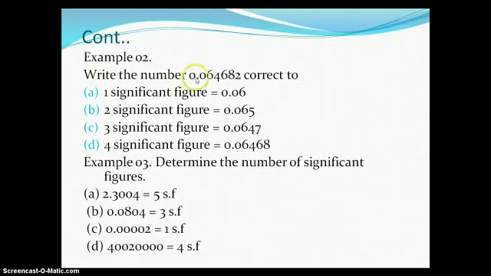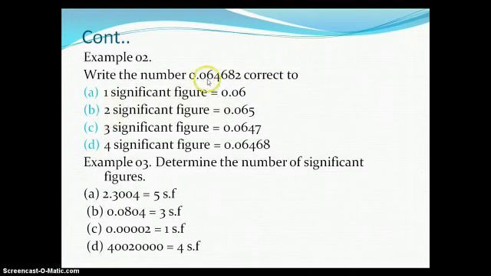Write the number 0.064682 correct to one significant figure. These zeros are not significant figures, meaning that the first significant figure is 6. The digit to the right is 4, meaning that it is below 5. So to one significant figure, it will be equal to 0.06. Others are dropped.